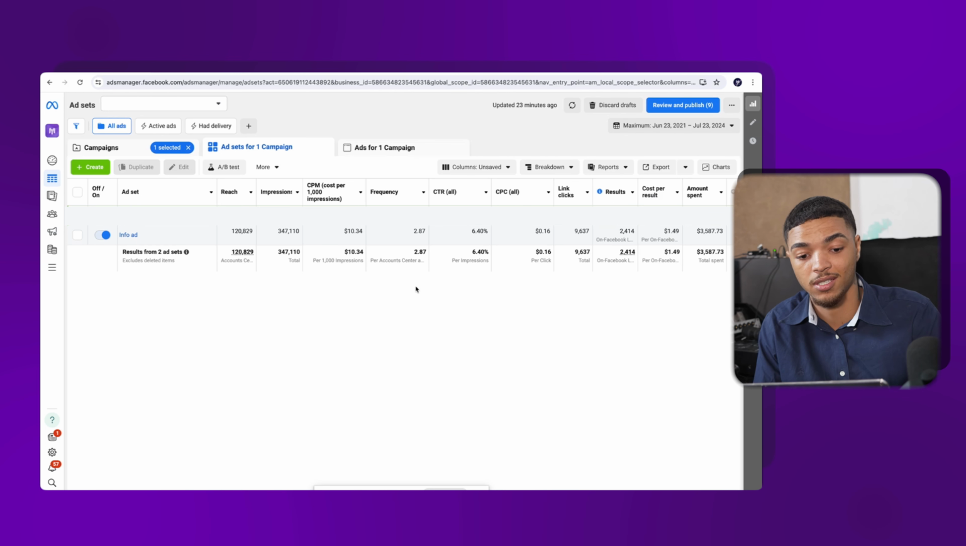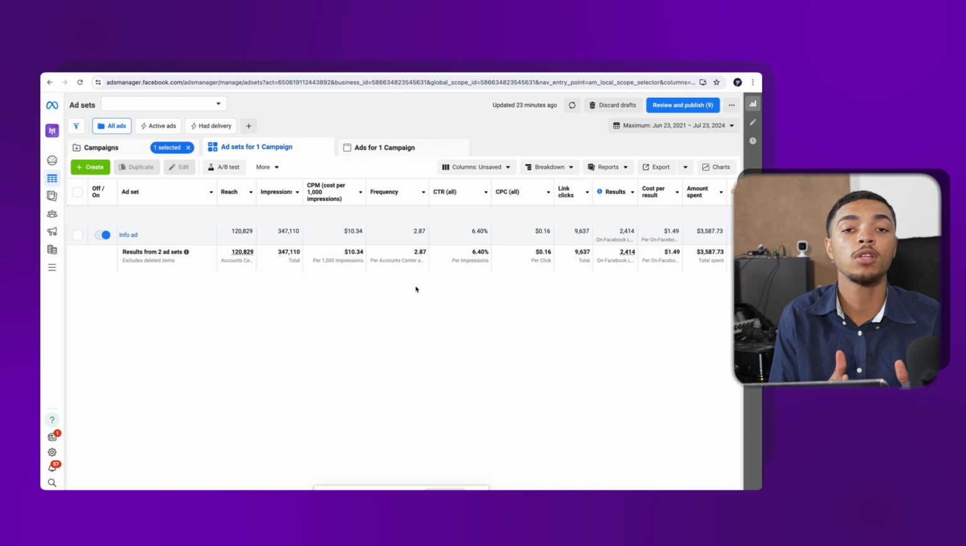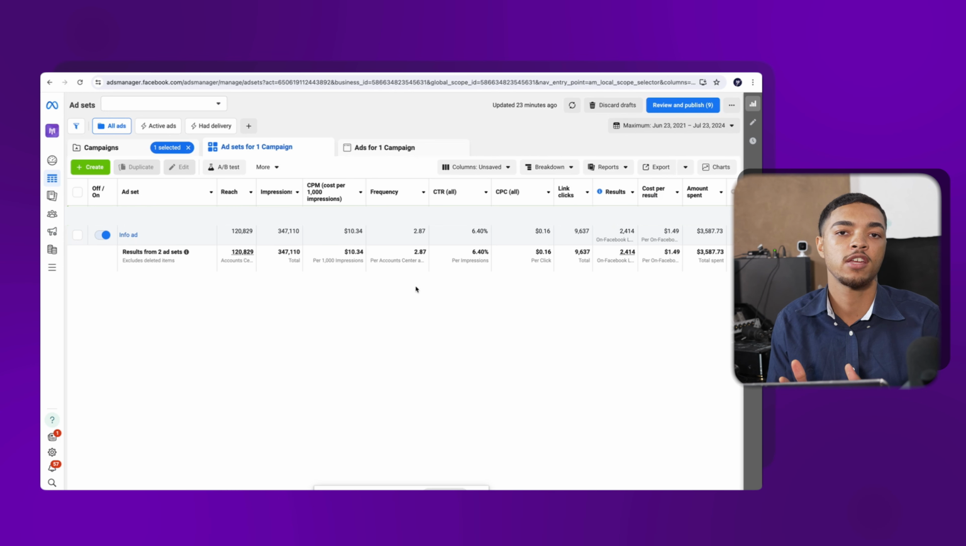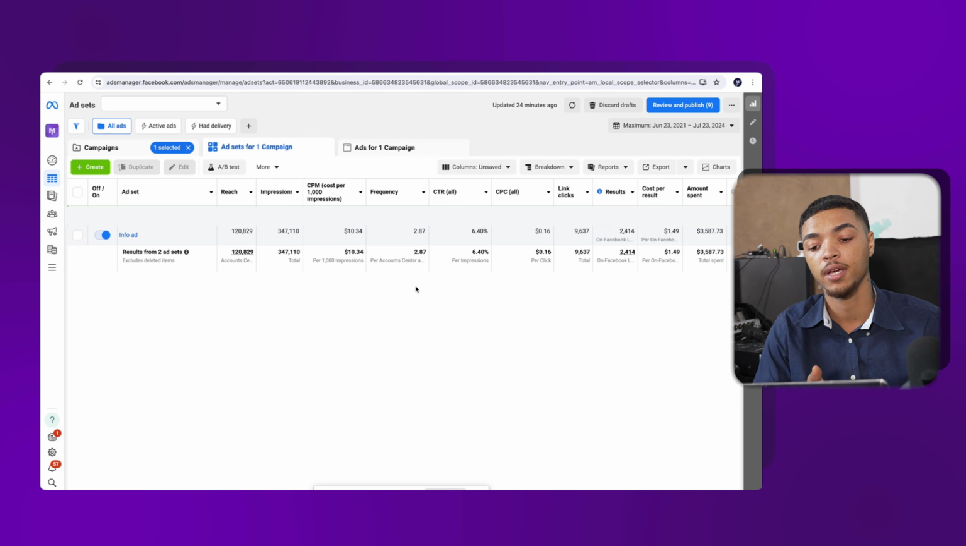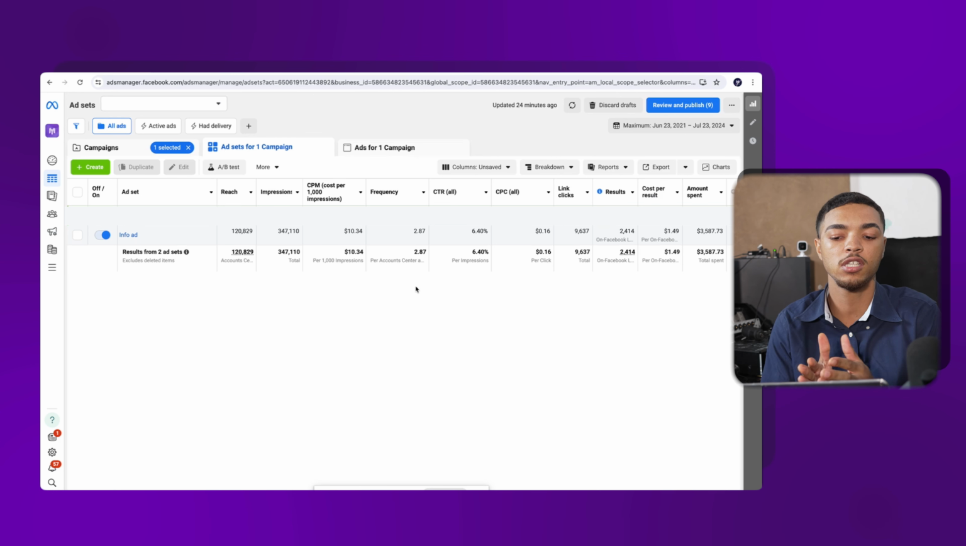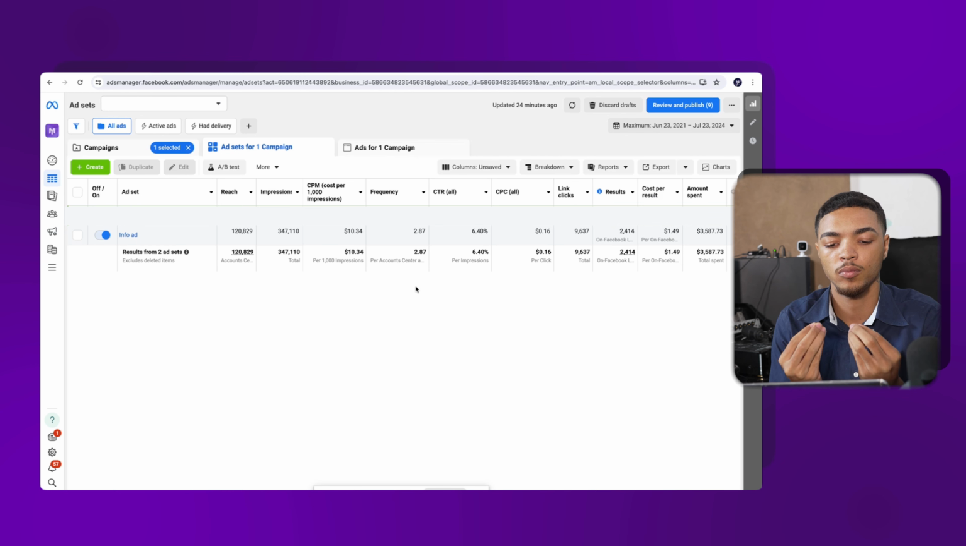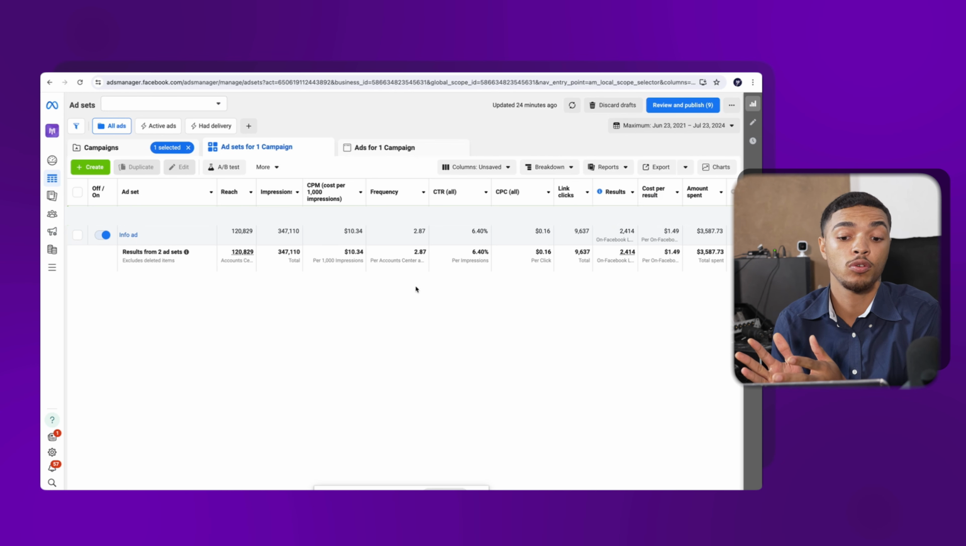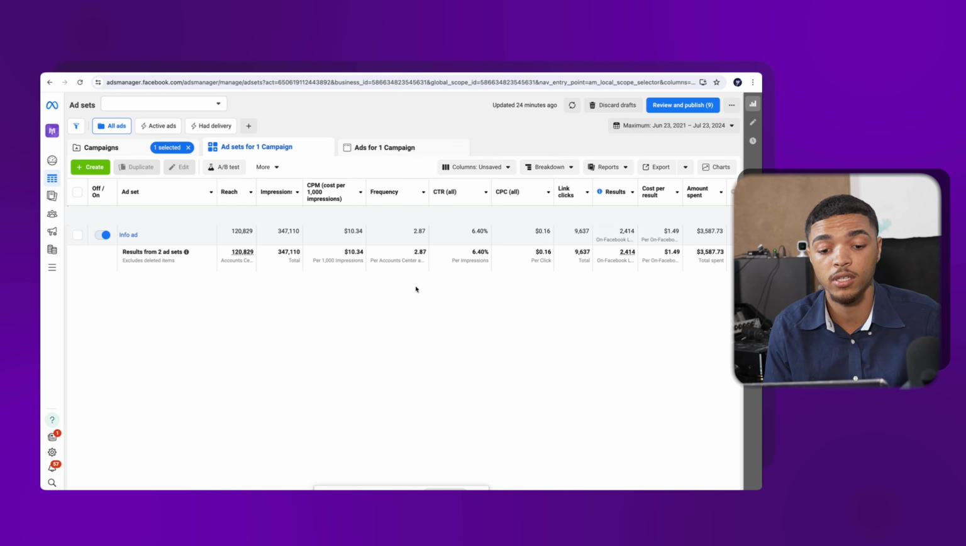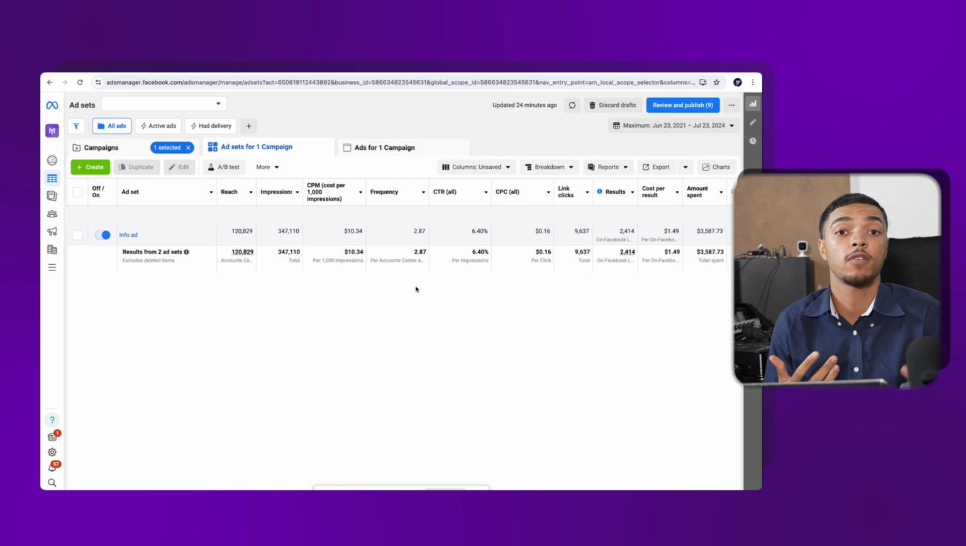The way to increase this is pretty much by utilizing all of the metrics I just explained to you before. So reach affects the cost per result a lot. CTR affects the cost per result a lot. CPC affects the cost per result a lot, because these are the metrics that you're going to optimize, and a lot of times your cost per result is going to be a reflection of the other metrics. So if all the other metrics are doing very good, then your cost per result is going to be very good and very low.